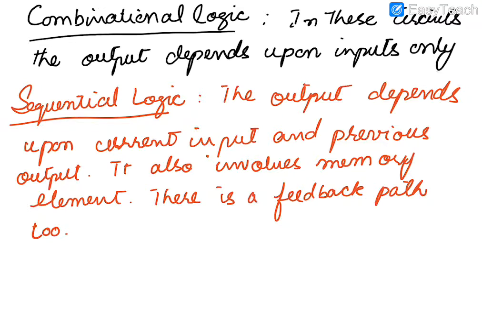Also, the output basically depends upon the current inputs. But in sequential logic, the output depends upon the current input and the previous output. So it must involve a memory element that will store the previous output, and there is a feedback path in sequential logic too. Examples of combinational logic circuits are adders, subtractors, and code converters, and examples of sequential logic circuits are counters, registers, etc.